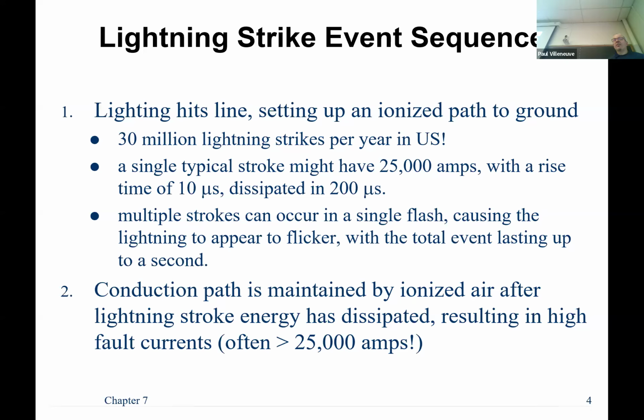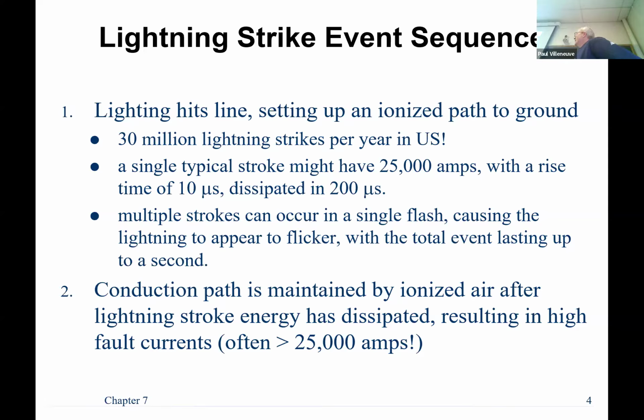But it doesn't last very long. Look at the rise time. It takes about 10 microseconds for it to go from 0 to 25,000 amps, which is almost instantaneous. It's a very, very rapid change in the current. But it dissipates in 200 microseconds. So even though lightning seems like it has a lot of energy, it really doesn't, right? Because 25,000 amps for something like 10 to 200 microseconds isn't a lot of joules, right?